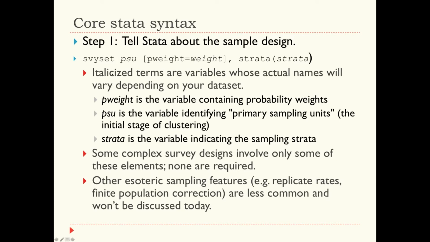Okay, but now the other thing is that a lot of times we don't have all three of these, and that's okay. You're not required to have all of these. You could just put the weight if all you have is a weight variable. You could put the PSU and the weight if you have the two of those, whatever you happen to have. I'll also just mention that the documentation for sampling in Stata is like an entire manual. There are a lot of other esoteric things that we won't discuss today and that won't come up for a lot of what you're doing.